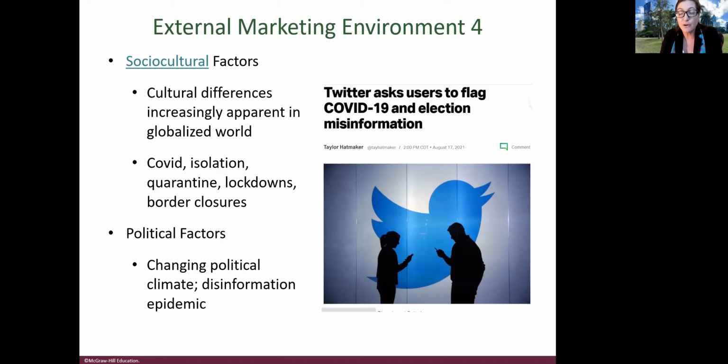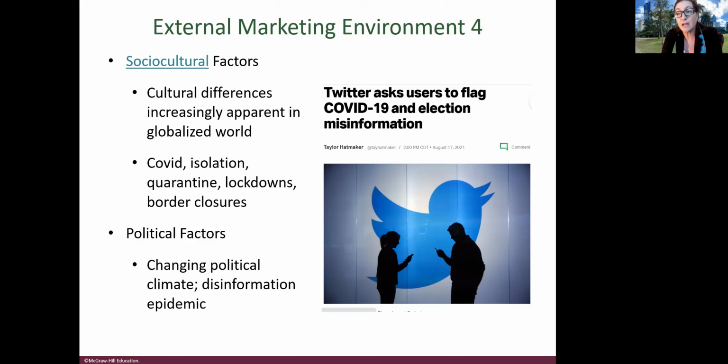Okay, so we've talked about various macro environmental factors. Let's touch on political macro factors. And what we can recognize is that there is a changing political climate around the world. We have a political division between left and right. That's not only in the US, it's happening globally. And we've also got this disinformation epidemic going on in the political sphere.